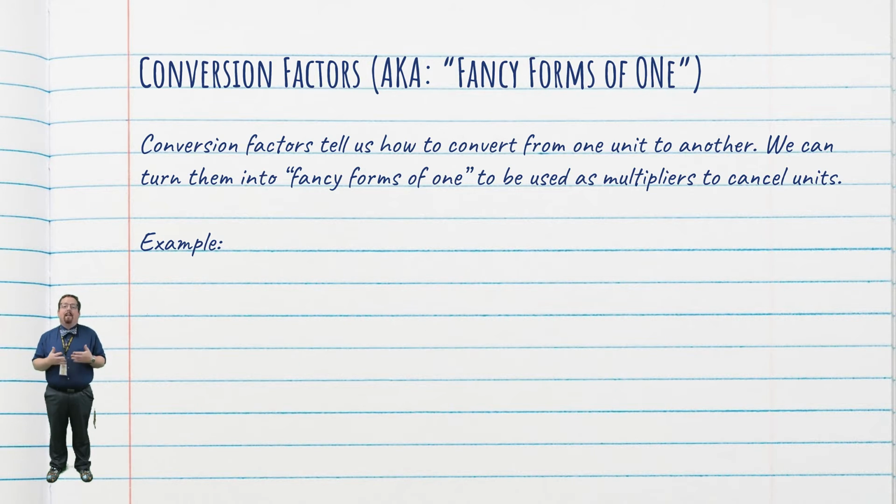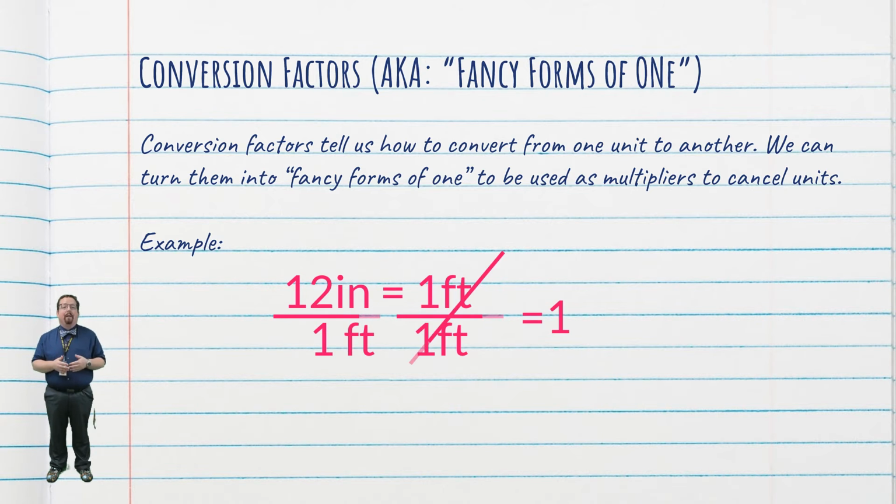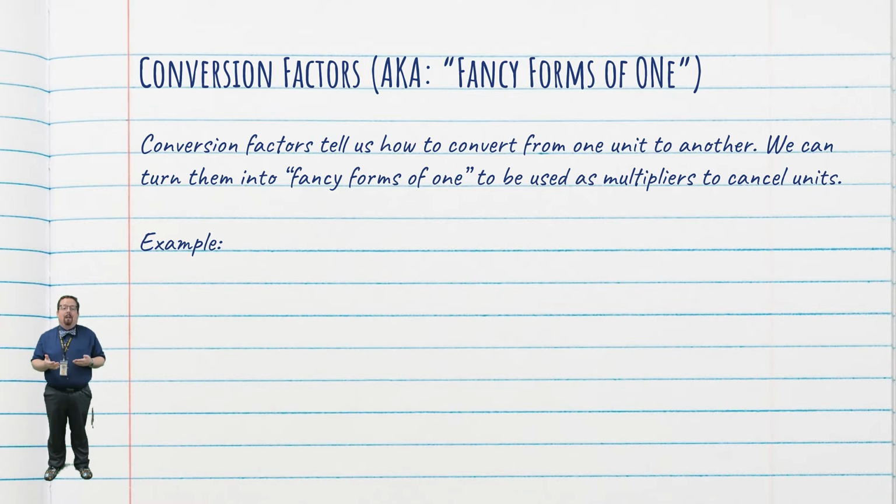Alternatively, we could have just as easily divided by 1 foot on either side and got that 12 inches over 1 foot equals 1 as well. So you know that we can multiply anything by 1 and it doesn't change its value. Well, we can multiply a measurement by a fancy form of 1, like 12 inches over 1 foot, and it doesn't change the value of that measurement. All it changes is the units that we're expressing that measurement in.